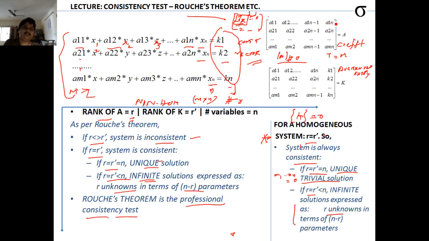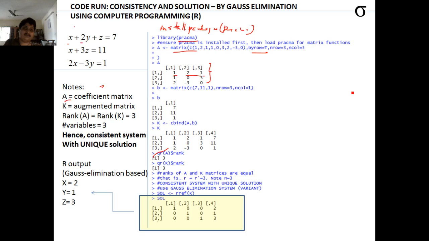So I hope this really brings to life this theory here. This is your coefficient matrix, and this is your augmented matrix. To get the augmented matrix here, you first input the constant vector 7, 11, 1. This is your constant vector, and then you bind this matrix to this matrix at the column level using the cbind function, and then you look at this. This would be your augmented matrix.